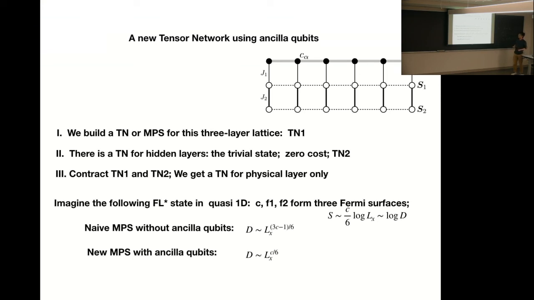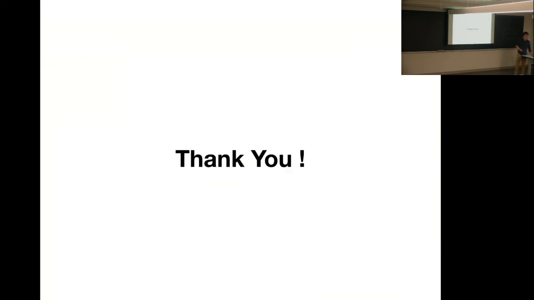So why is this useful? I think the intuition is that if your target is a state which has a lot of entanglement within just the physical space, it's very hard to capture it. But if you use some ancillary qubits, you can distribute the entanglement there. This may be useful, but this is just a vague idea. I'm not sure whether it can work in practice. Maybe worth exploring. That's it. Thank you very much.